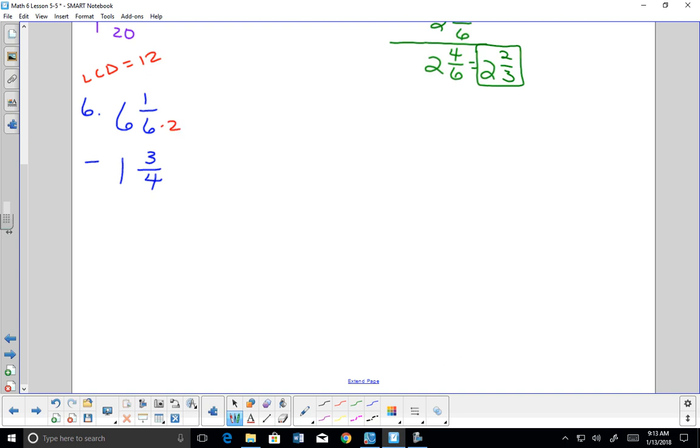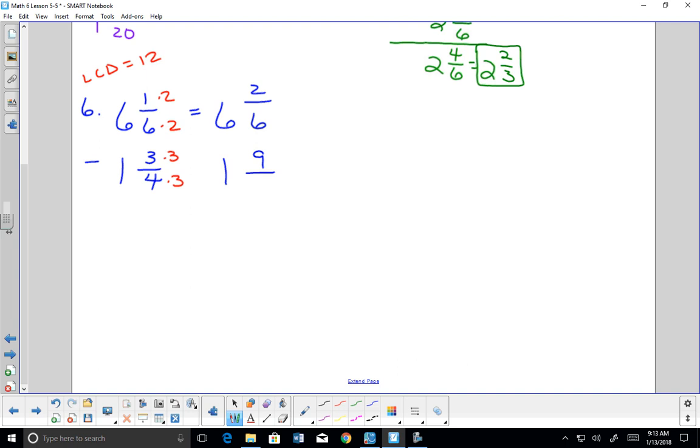I need to multiply 4 by 3, so my 3 has to be multiplied by 3, so this becomes 1 9. Excuse me, 12ths, not 6. Wow, I'm terrible at this. This should be a 12 up here, and this is a 12 down here.